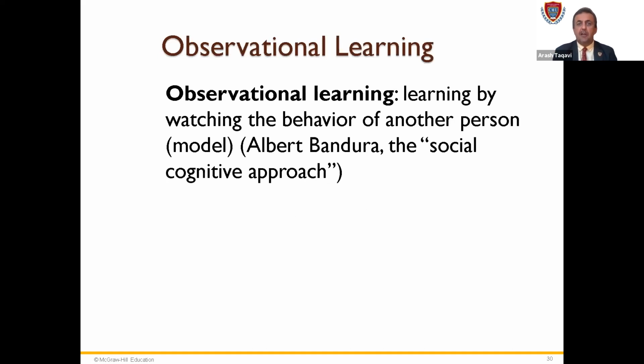Observational learning is learning by watching the behavior of another person, who is the model. It is a great theory in learning psychology, coined by Albert Bandura, a professor at Stanford and the University of British Columbia in Canada. It is also called the social cognitive approach.